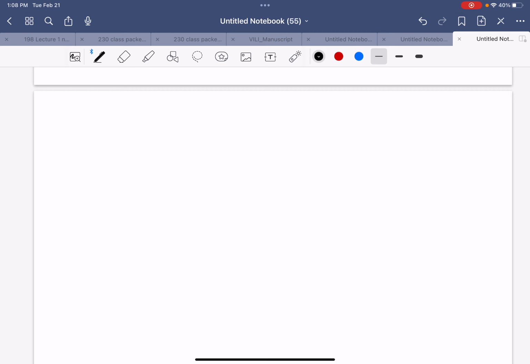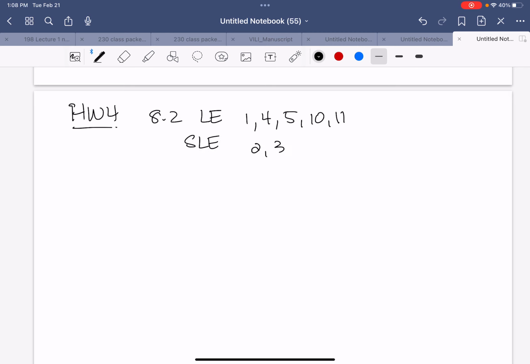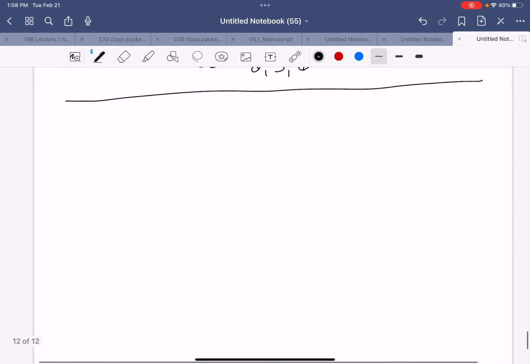We're going to work on the solutions to homework 4. So this is homework 4, and working on section 8.2, learning exercises 1, 4, 5, 10, and 11, and supplemental learning exercises 2, 3, and 6. So we'll attack them in that order. So number 1 from section 8.2.